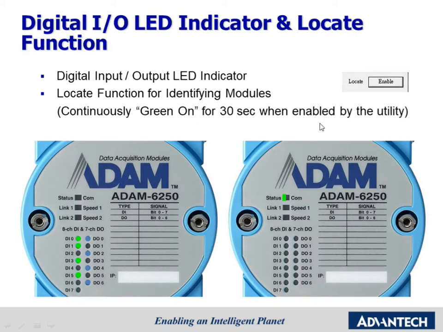Next is the LED indicator, which is convenient for users to observe the I/O status in the spot. Besides, we also designed a function for you to locate the working module in a spot. If you enable the locate function in utility, you will see the LED continuous on for 30 seconds. This is because when using DHCP mode, it's hard to identify the module by its IP address. So we can use the locate function to help you find the working module.